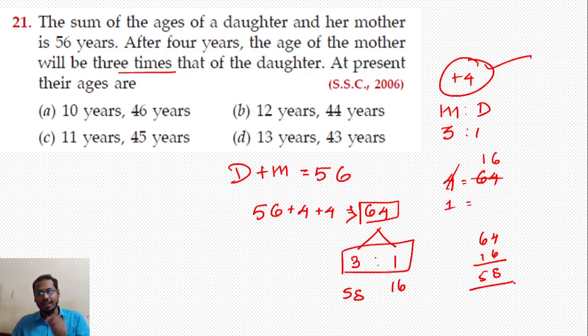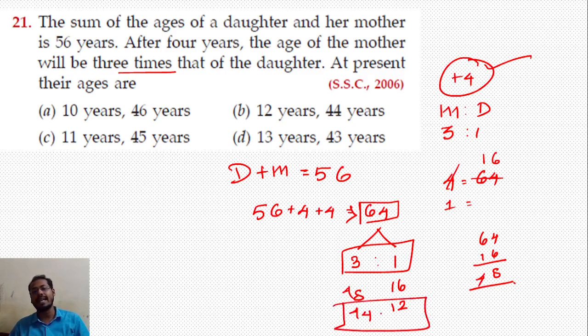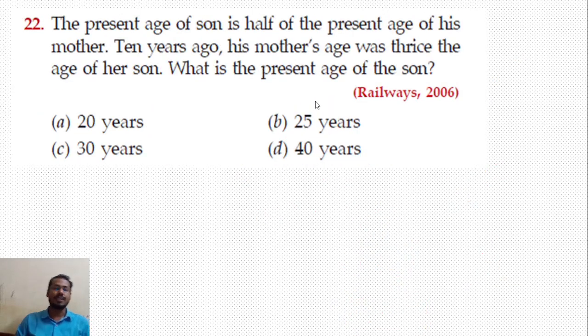So this age is only after 4 years. So now what is the age? Minus 4 years from this. If you subtract 4 from 16, it is 12. And 48 minus 4 is 44. So the exact age at present is 12 years and 44 years. Clear? Right, and next question.